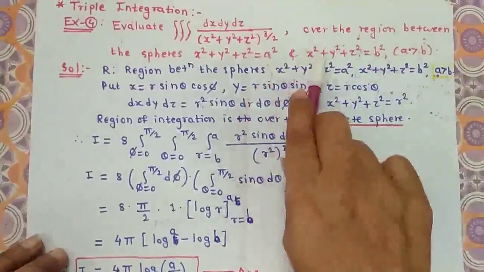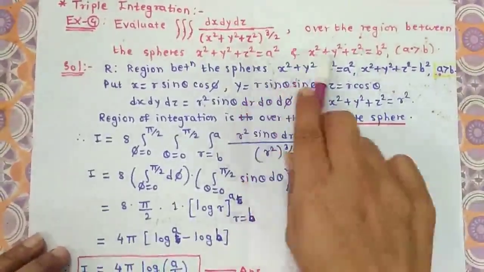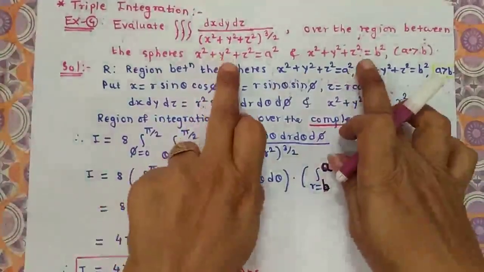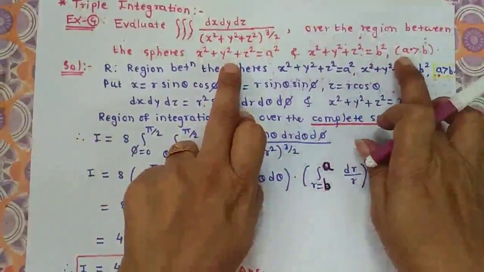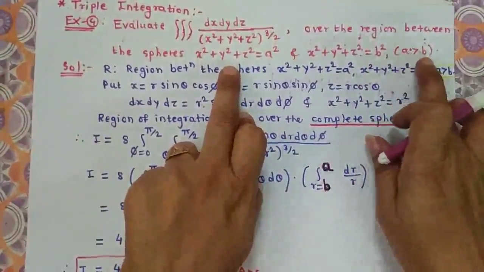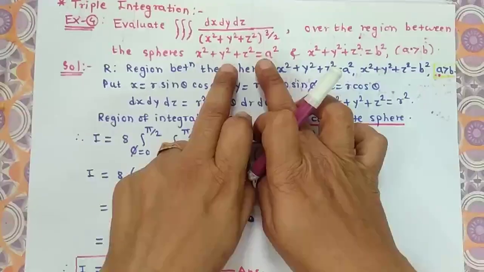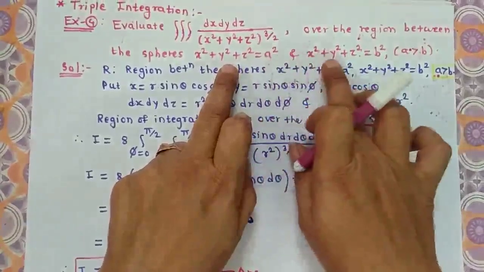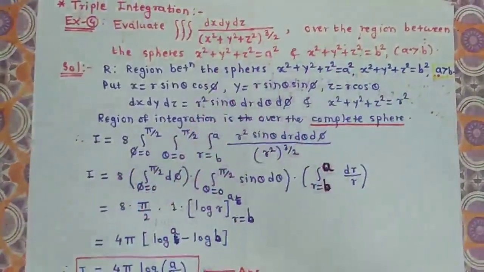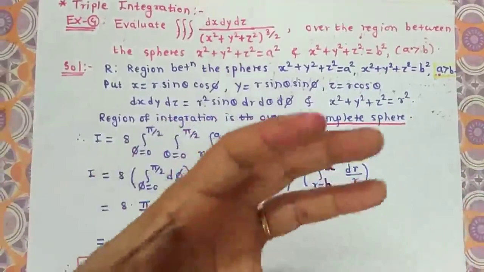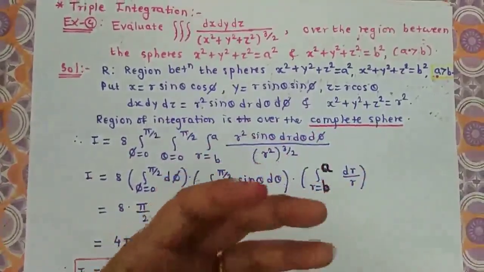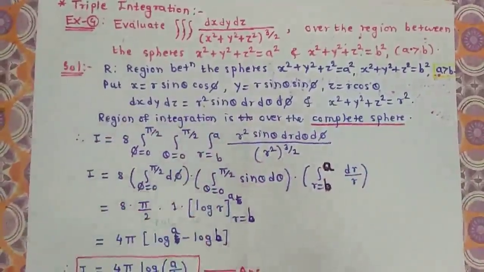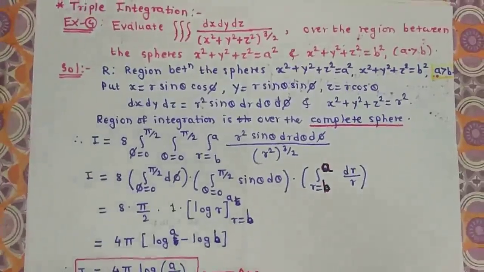These two spheres are concentric because their origin is 0, 0 and 0, right? Means our region of integration lies between these two spheres. Here we have been given one additional thing, a is greater than b. Means the radius of the first sphere is greater than the radius of the second sphere. Means one small ball is inserted in another big ball, and both are concentric spheres. Do you understand this?